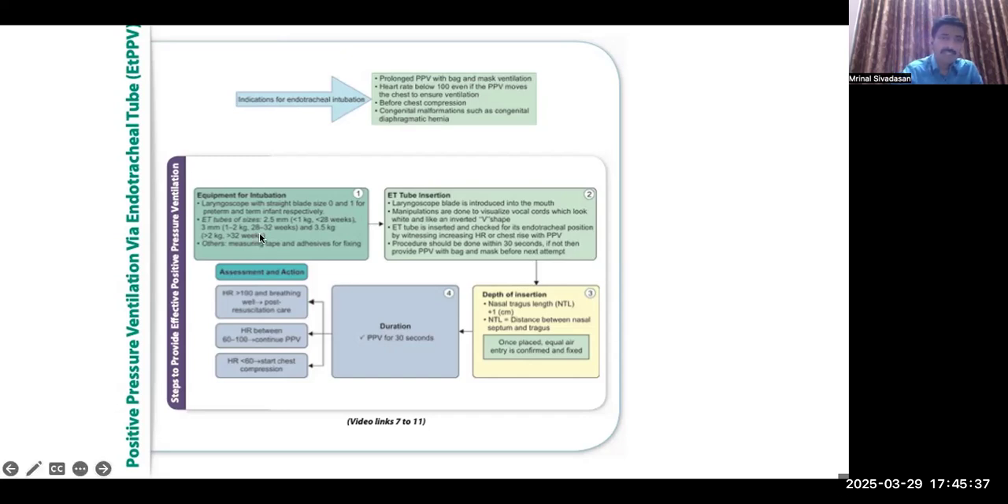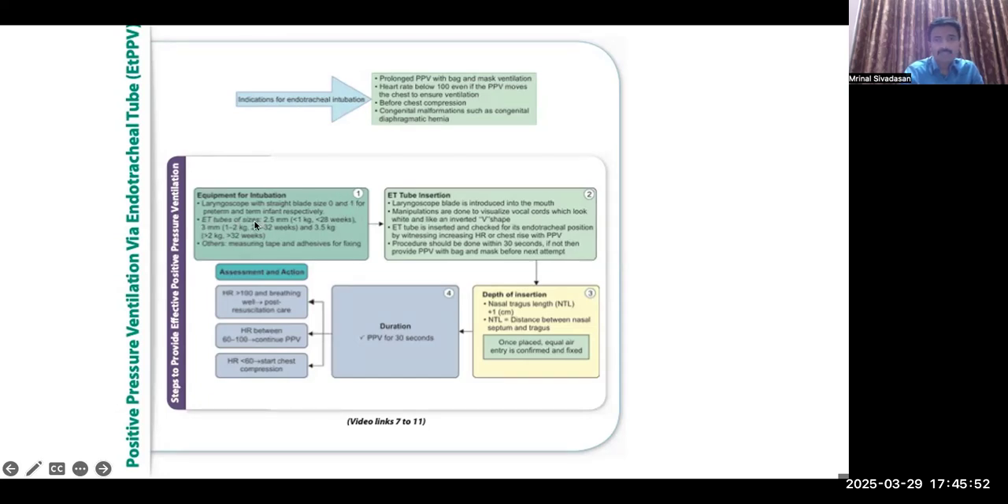And coming to the size of the laryngoscope, we use a straight blade. Size 0 is for preterm and size 1 for term baby. But in our hospital, we use size 00 for preterm and size 0 for term babies.